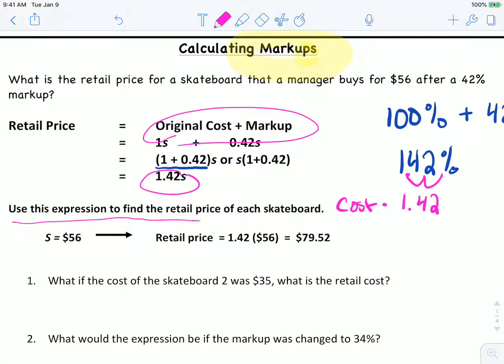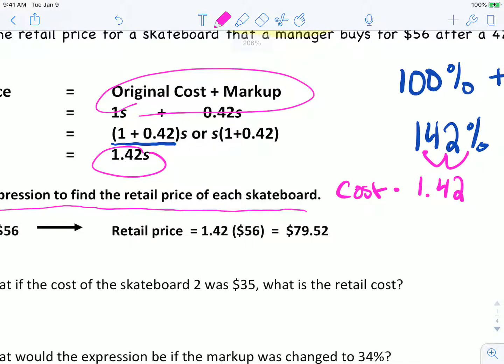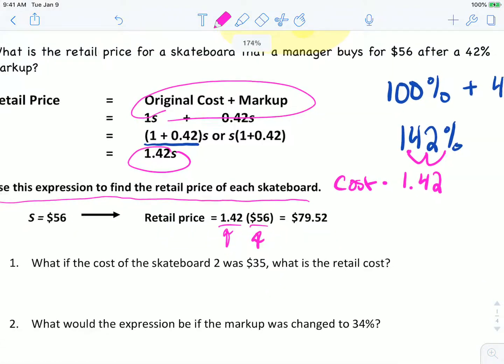Use this expression to find the retail price of the skateboard. With multiplying, it doesn't matter which one comes first. 2 times 3 is the same thing as saying 3 times 2, both 6. So this is 100% and 42%, so that's 142%. This is the price of the skateboard. They multiplied them and they got 79 and 52 cents. If you don't believe it, type it in your calculator: 1.42 times 56, and I got 79.52. Okay? So we'll do some on our own.